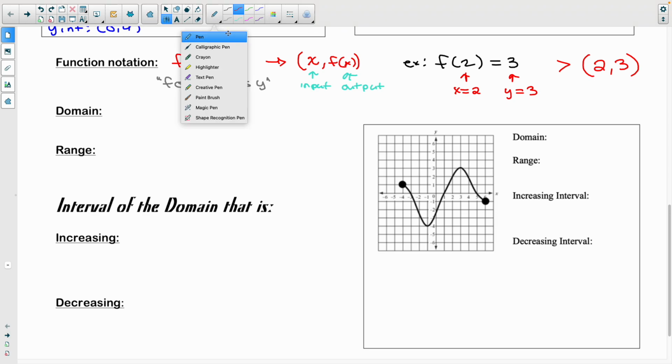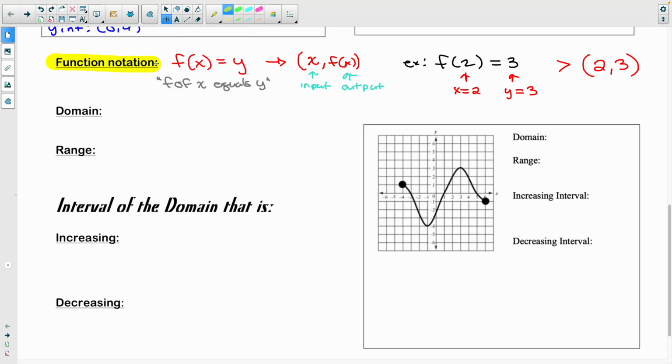Next up, we have our domain. So we did function notation. We're going to do domain and range. Domain are all inputs, or in other words, your x's that go into a function.